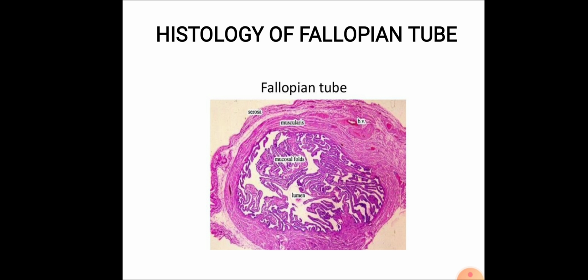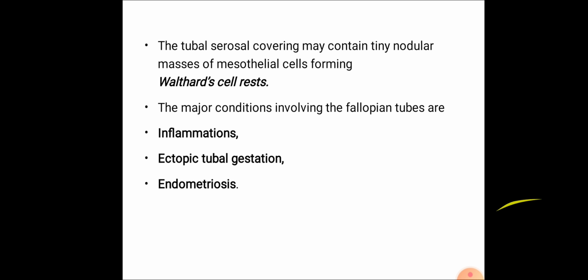This is a histology of the fallopian tube. In the center you could see a lumen which is surrounded by mucosal folds. Then you could see the muscularis and serosal layer. In between you could see the blood vessels. The tubal serosal covering may contain tiny nodular masses of mesothelial cells forming Walthard's cell rest. The major conditions involving the fallopian tubes are inflammations, ectopic tubal gestation, and endometriosis.